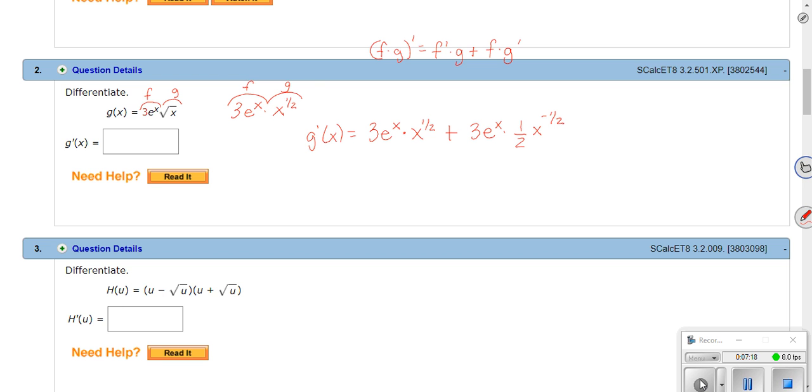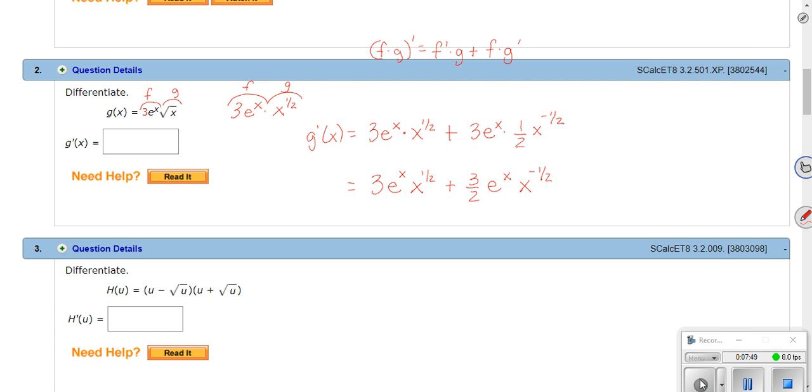So we have 3 e to the x, x to the 1/2, plus 3/2 e to the x, x to the negative 1/2. I wouldn't just leave that; I think I'd probably try to see if they simplified that. I think that would be your answer.